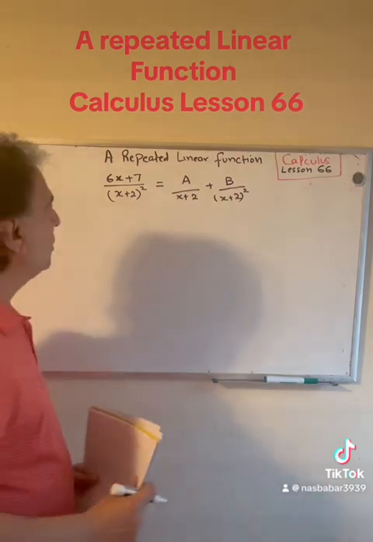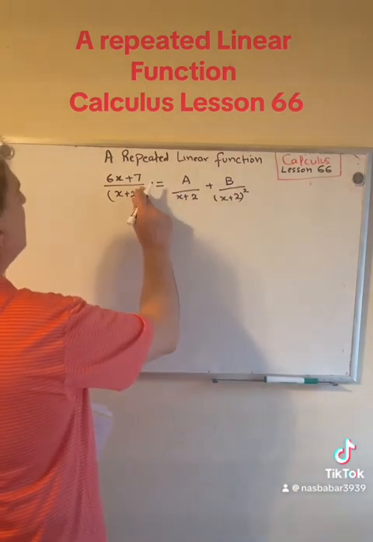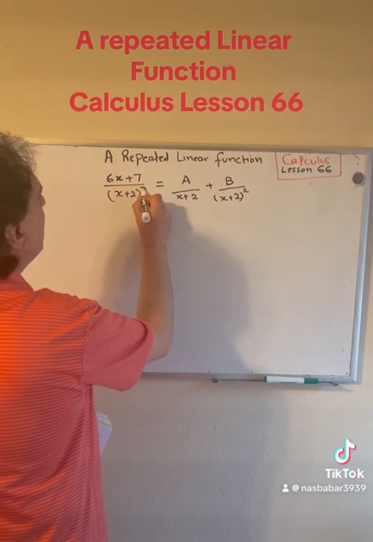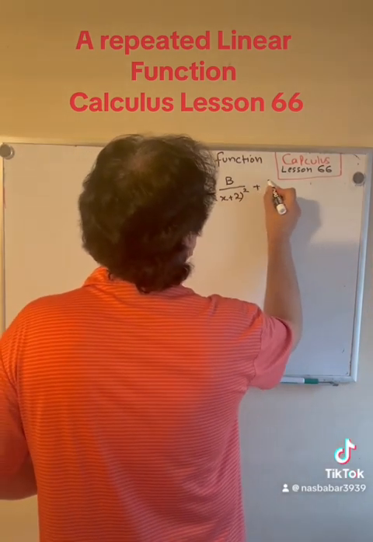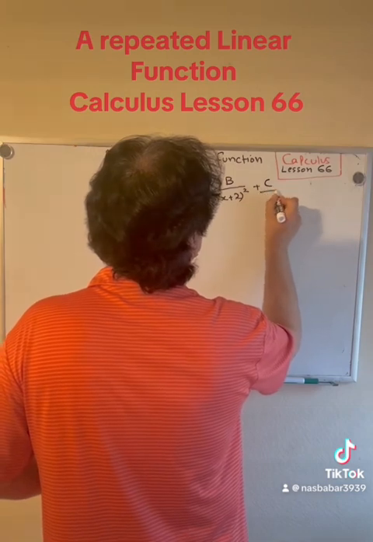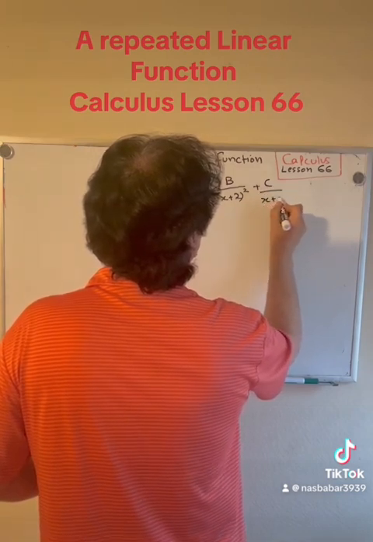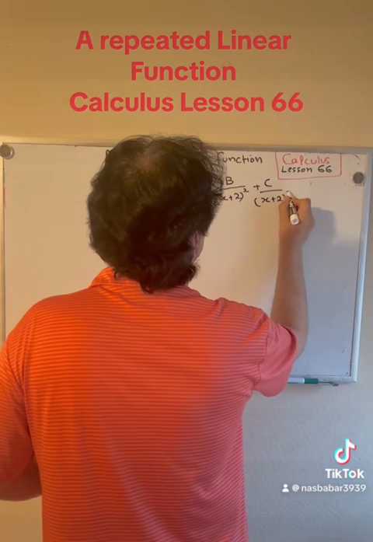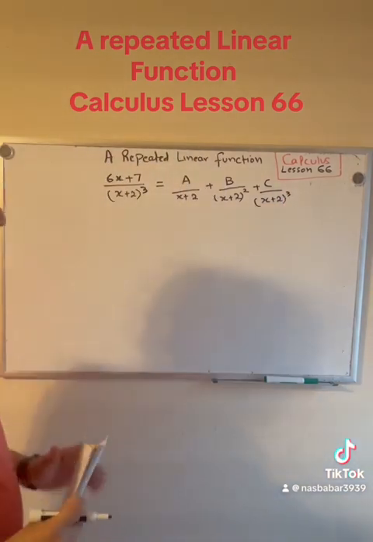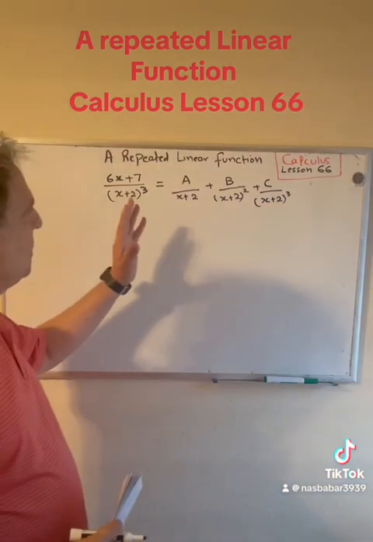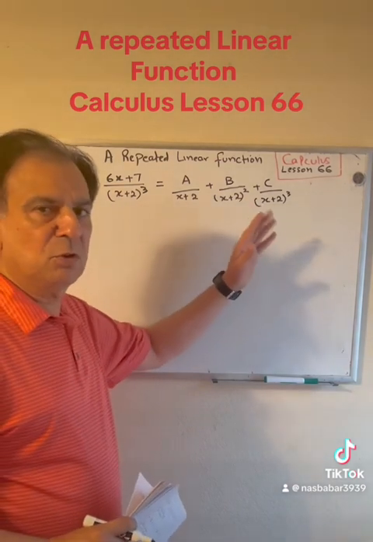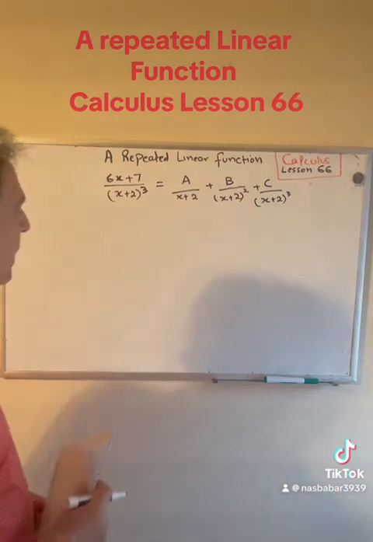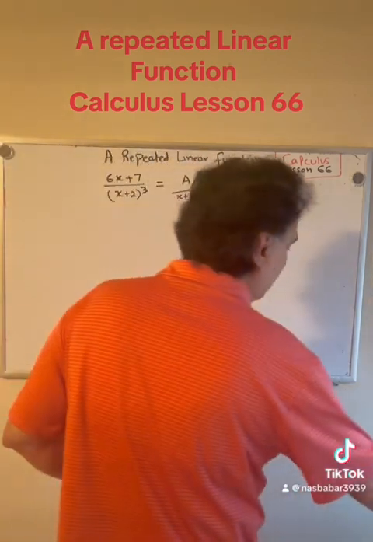Let me ask you this: what if this was a cube? Then I would have added another term right here and said c over (x plus 2) cube. So that is what a repeated linear function is. You start from the lower powers and then you increase the powers of the denominator. Anyways, getting back to the problem.